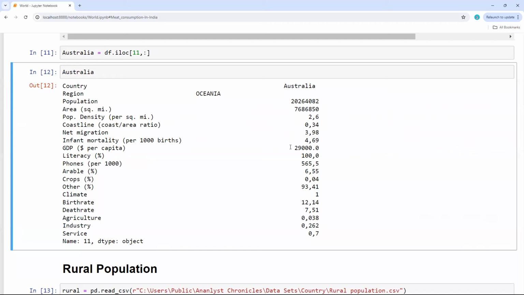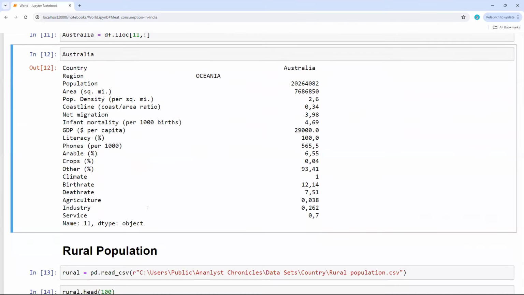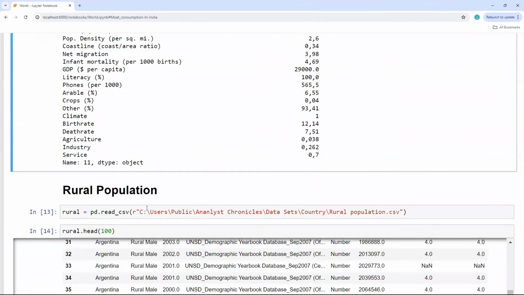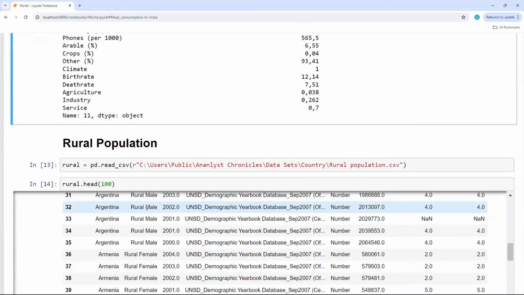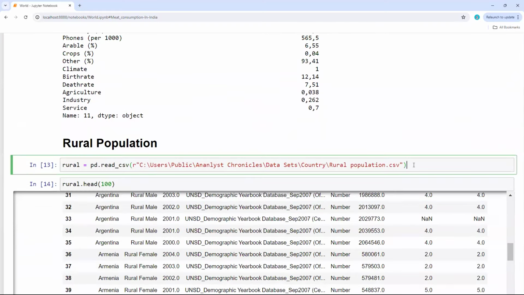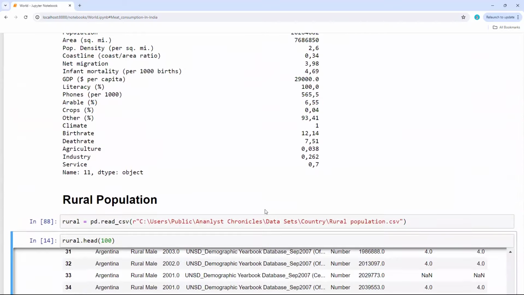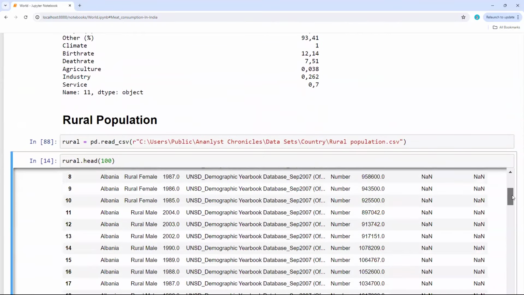And phones also, they have, I mean, per thousand people 6.55, and crops is 0.04, others. So climate, birth rate, death rate, agriculture. So this is how we can analyze, or we can look at a single country's data from the given data set. So if I look at the rural population for Australia, this is my data set, and this is how the data is presented inside the data set.